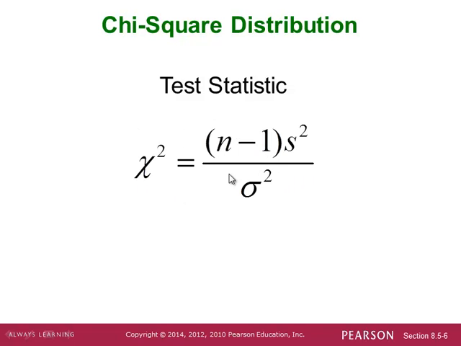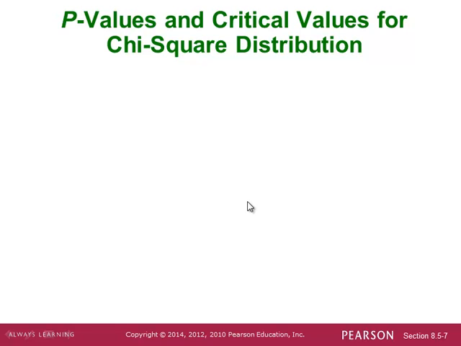This is the test statistic that is used. You probably have already seen this from when we were doing confidence intervals. Chi-square is a random variable. Here's the calculation: n minus 1, where n is the sample size, times the sample variance, divided by the hypothesized population variance.